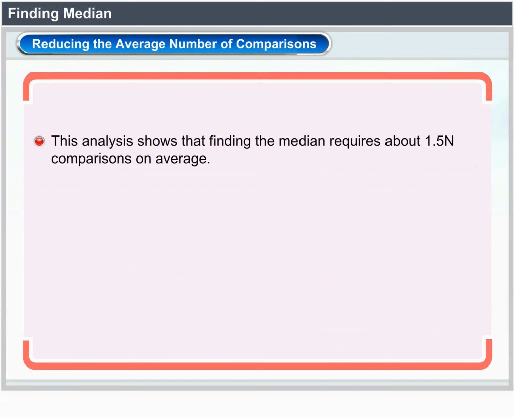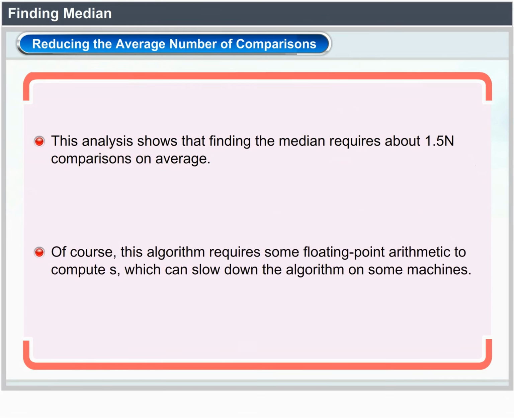This analysis shows that finding the median requires about 1.5 n comparisons on average. Of course, this algorithm requires some floating point arithmetic to compute s, which can slow down the algorithm on some machines. Matrix multiplication.